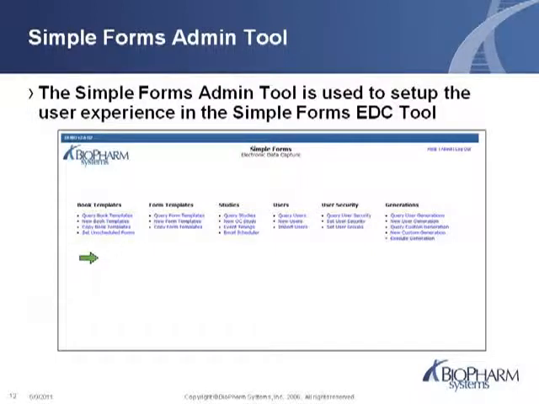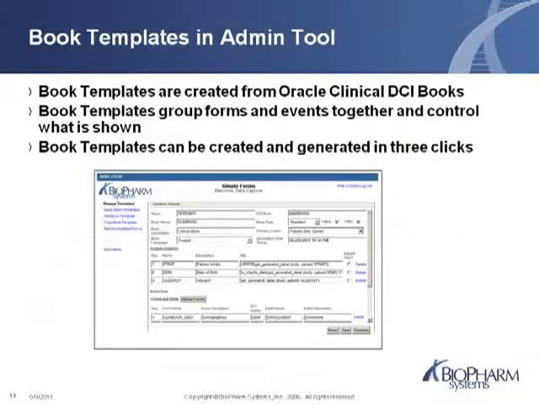I can have multiple book templates for a given study. I may have different ones for a different user base. That's all possible in Simple Forms. And then your form templates are actually analogous to your DCIs. And I'll show you all this live. I think that will probably be the best way to touch on this functionality. So here are the book templates. And the important thing is, as I mentioned, they come from DCI books. They're generated from it. It takes 3 clicks for me to get a book template up, generated, and released in Simple Forms.